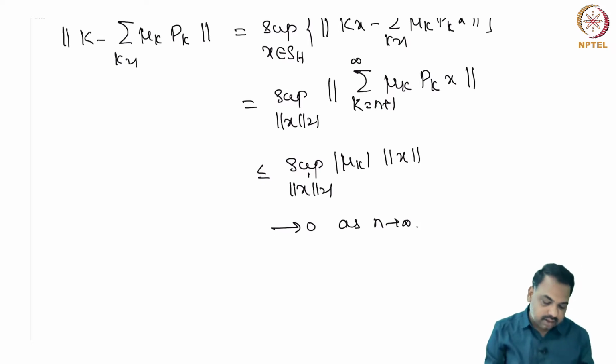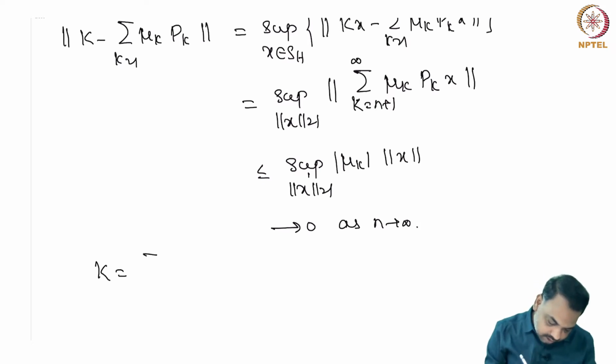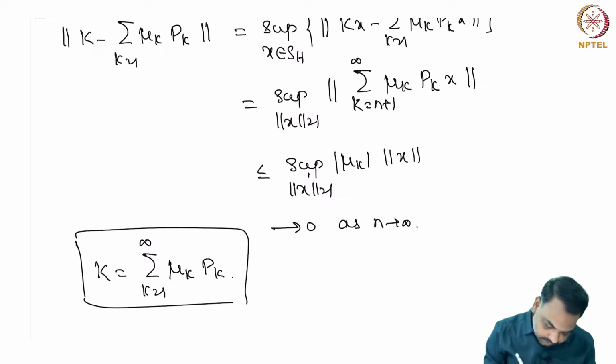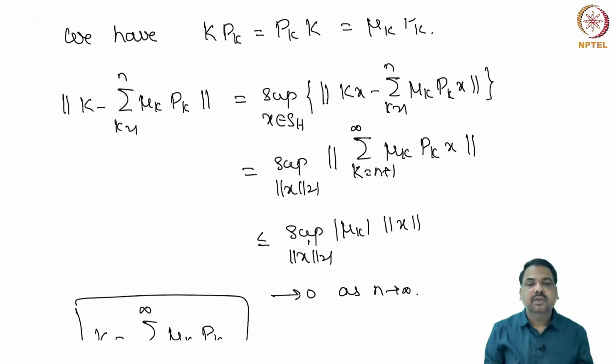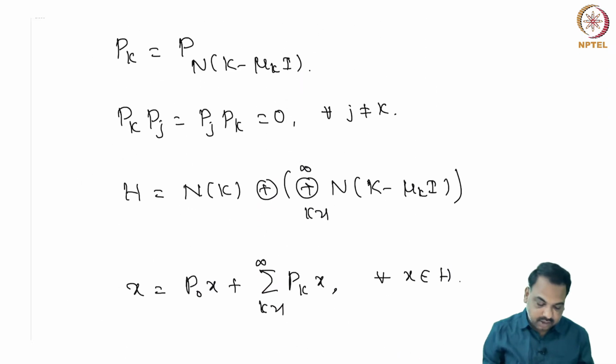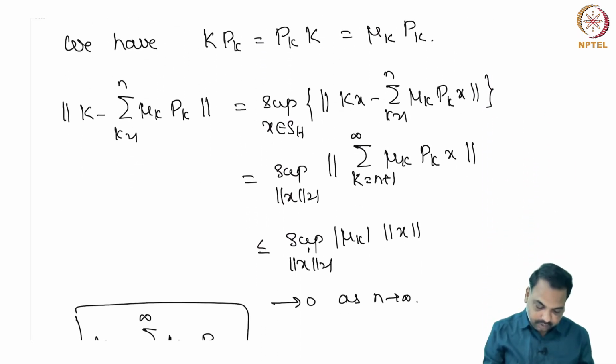Hence we can say that K can be represented as the summation k equal to 1 to infinity of mu k Pk. So we can represent a compact self-adjoint operator using orthogonal projections onto the corresponding eigenspaces. This is one more version of the spectral theorem for compact self-adjoint operators.